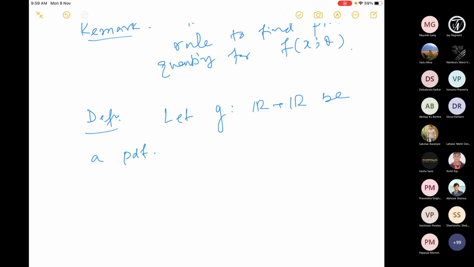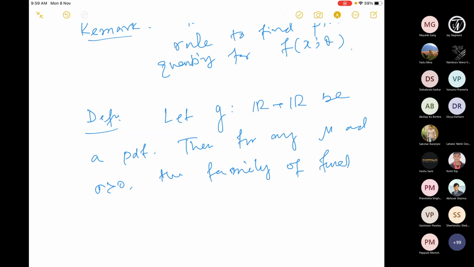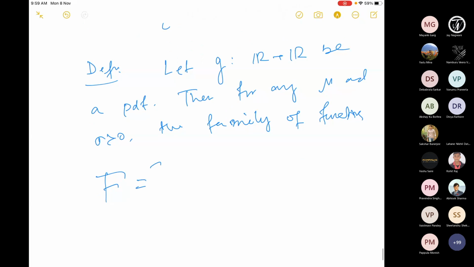I'll end this lecture with this definition. So let G be a PDF, then for any mu and positive sigma, the family of functions, let me define this f as the function f of x, mu, sigma. See, mu and sigma have nothing to do with mean and variance. They can be any constants. You can write just a, b, not a problem.